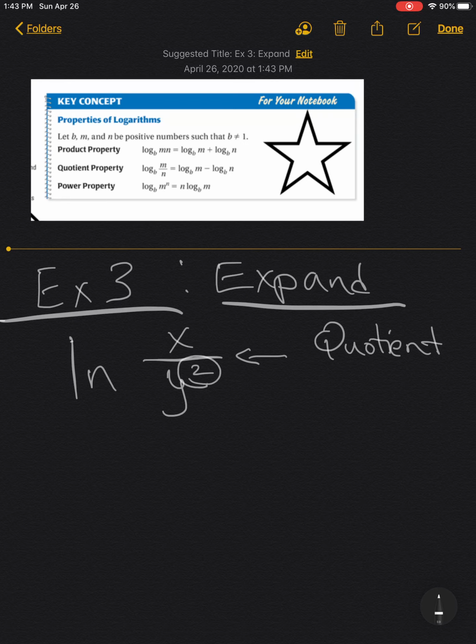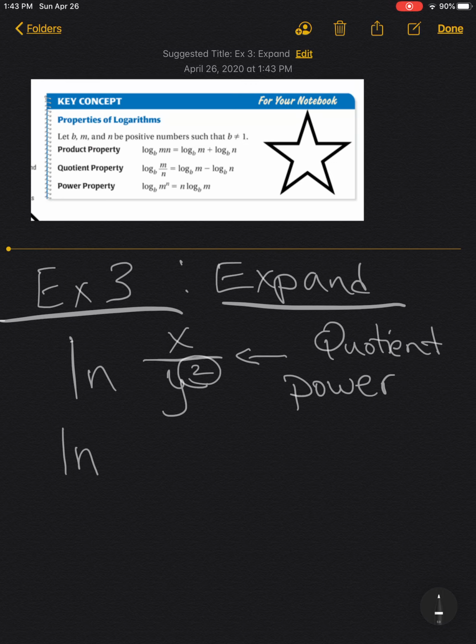And I also see a power, so that means we're going to be using the power property. Nothing is being multiplied in this problem, so clearly we're not going to use the product property. Okay, so let's expand.